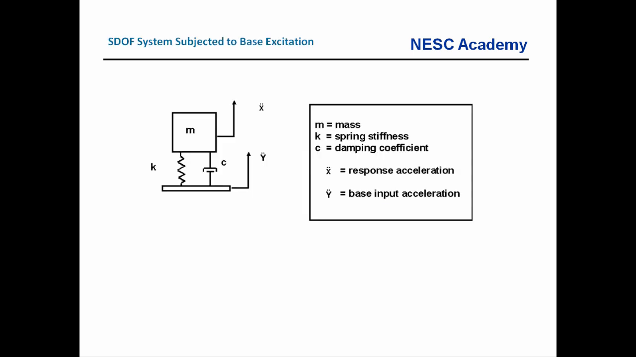Here's our familiar single degree of freedom system that we've discussed so many times in this course. We have the mass M, we have the spring stiffness K, and we have the damper or dashpot with the viscous damping coefficient C. We've got a base input, that's y double dot, the base acceleration. Then we have the response acceleration x double dot. So x double dot is the absolute acceleration of that mass.